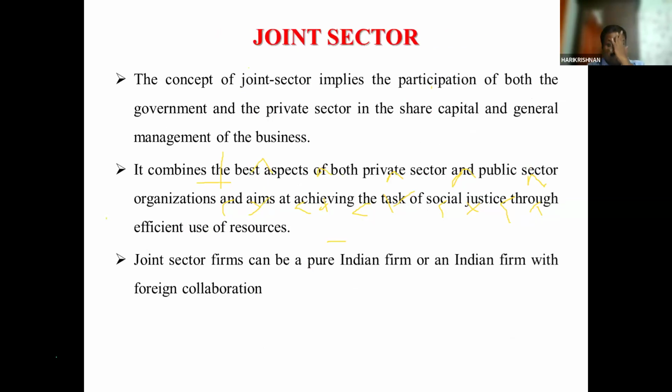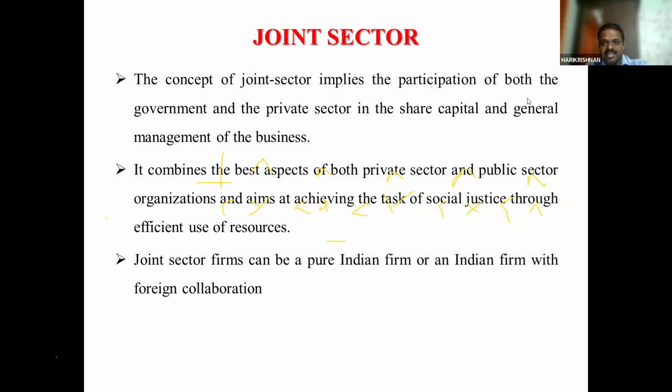Next is the joint sector. Joint sector companies involve participation of both government and the private sector in the share capital and general management of the business. It combines the best aspects of both the private sector and the public sector. The organization aims to achieve social justice through efficient use of resources. Joint sector firms can be pure Indian firms or Indian firms with foreign collaboration. With different foreign collaborations also, we can form joint sector companies.